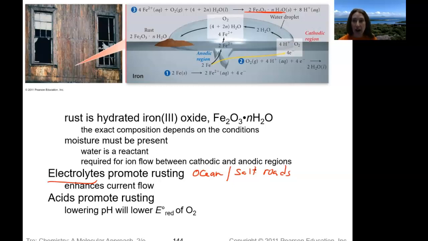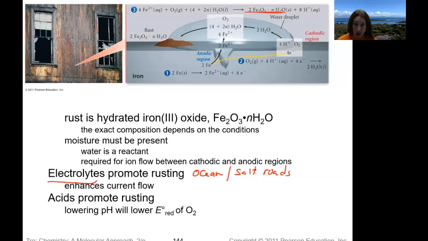So if you have an environment with, say, a car that has salt and moisture, you're going to wreck the car a lot faster, right? And that's why if you go through a car wash, they have the undercarriage spray. What that does is it rinses the salt off, right?